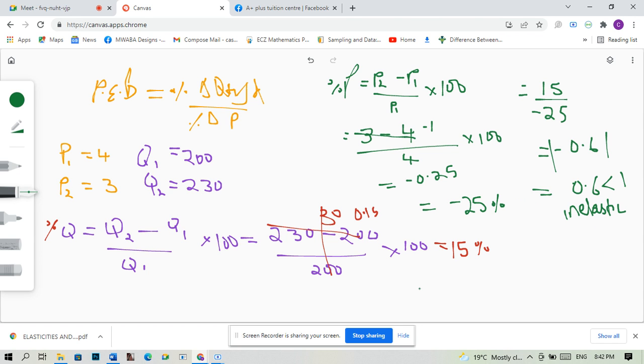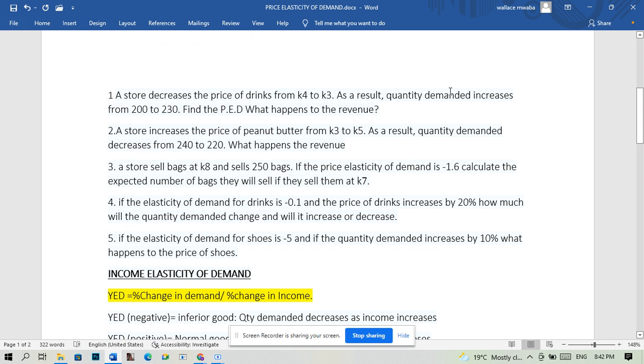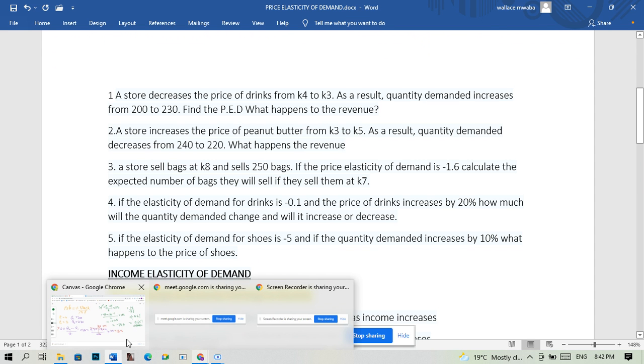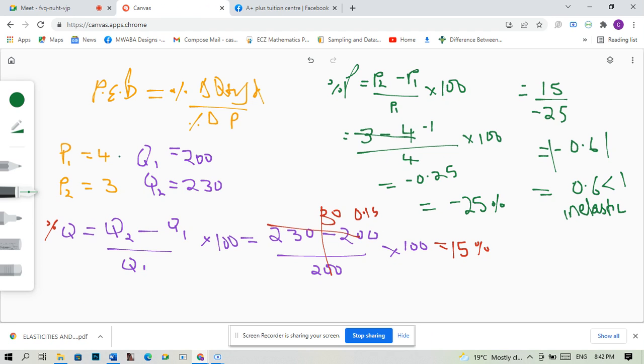So now the question asks what happens to the revenue. Revenue is just price times quantity, P times Q. So we're going to say P1 times Q1, 4 times 200, we get 800 kwacha. So this is the revenue they've been receiving.